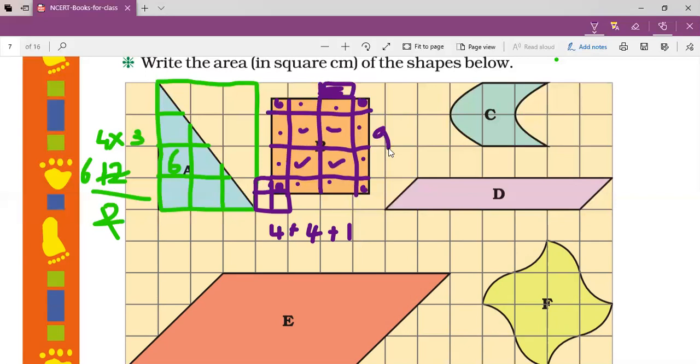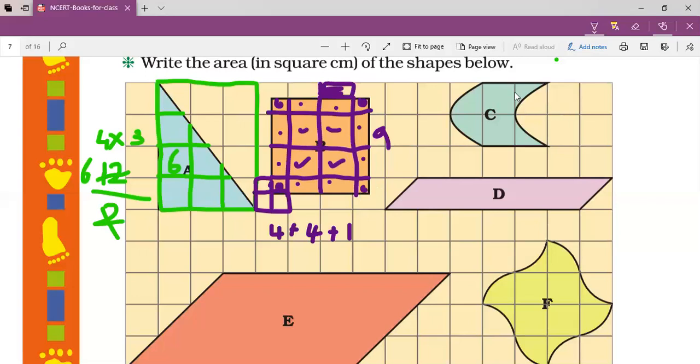Understood how to find the area of these shapes? If it is a rectangle, draw the full rectangle and find its area. And if the shape is half of that rectangle, then divide by 2. If the shape is like this, try to add the halves, 1/4 parts, and more-than-half parts, and then add all the covered area.